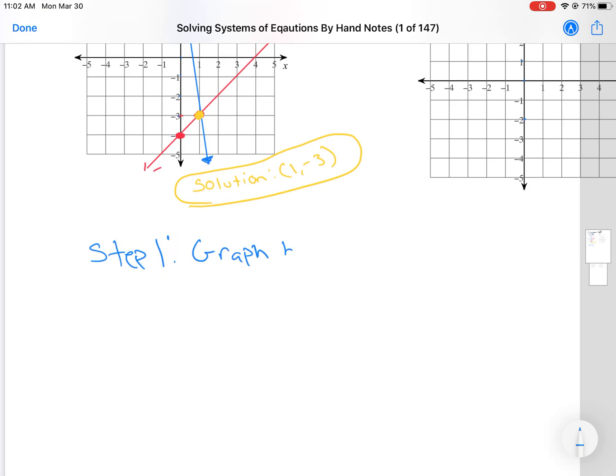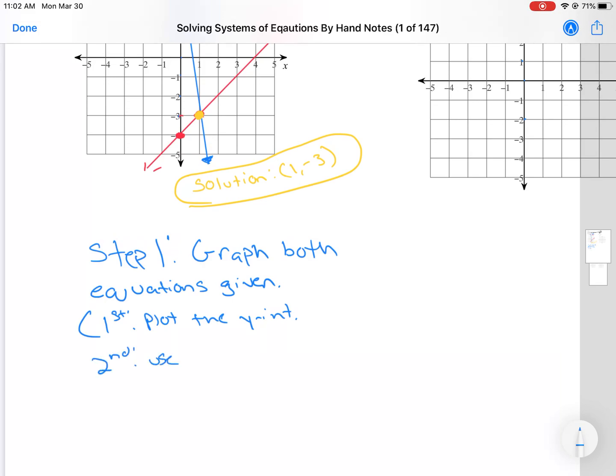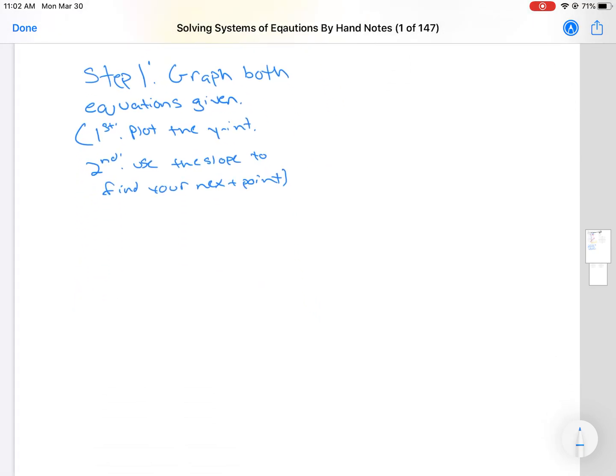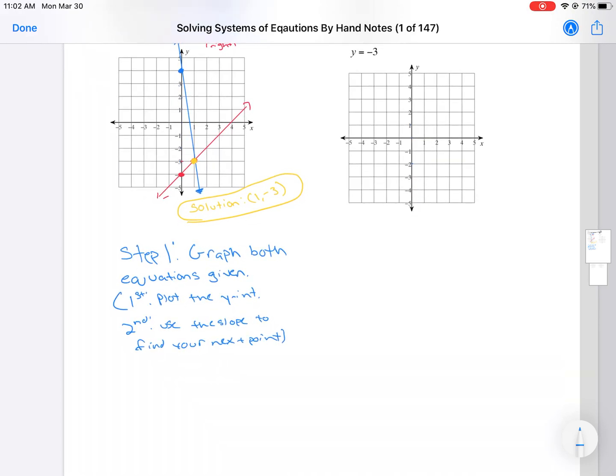Let me just go through the steps real quick for you guys, just so you have something to look at. So step 1 is graph both equations given. And what we do first is plot the y-intercept. Second, use the slope to find your next point. Sound good?